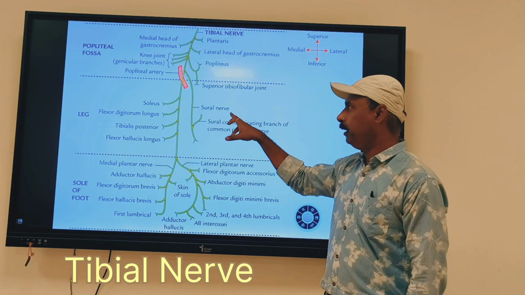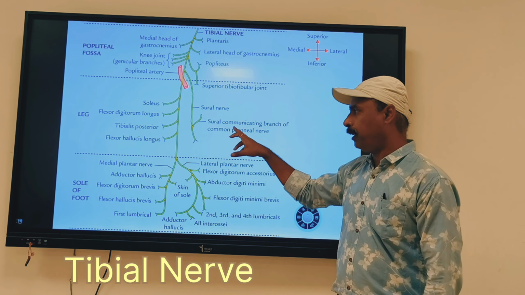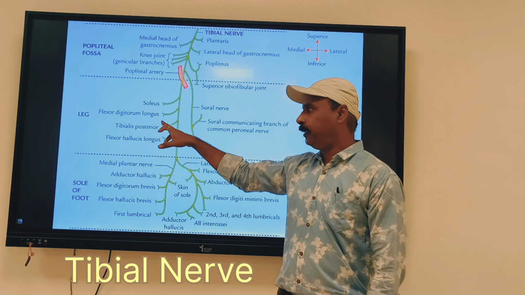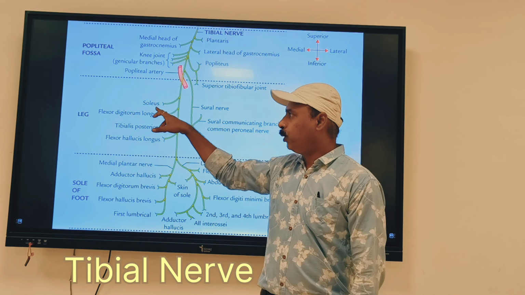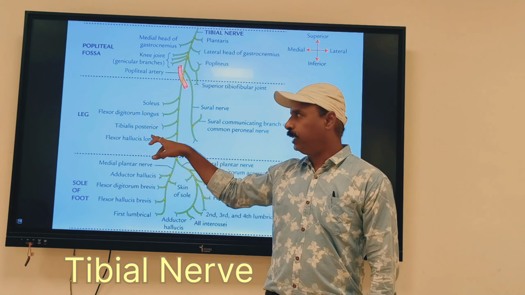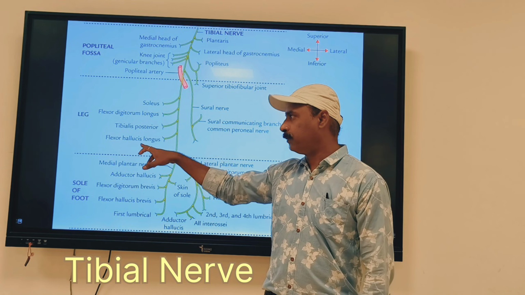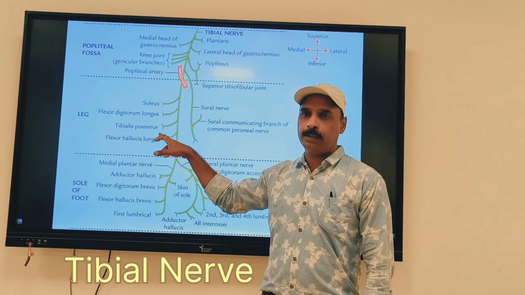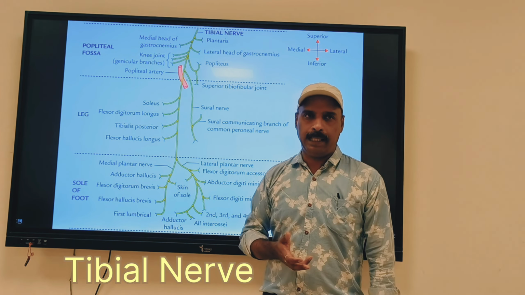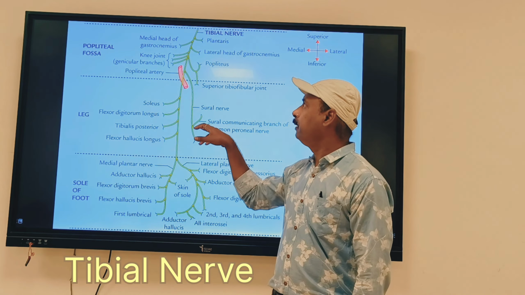You are going to get a superficial branch, the sural nerve, and the tibial nerve supplies the posterior soleus muscle, tibialis posterior, flexor digitorum longus, and flexor hallucis longus. These are the deep muscles of the back of the leg. They are supplied by the tibial nerve.